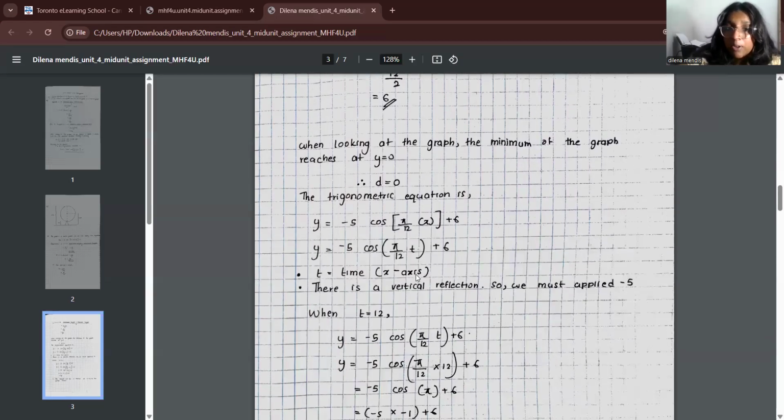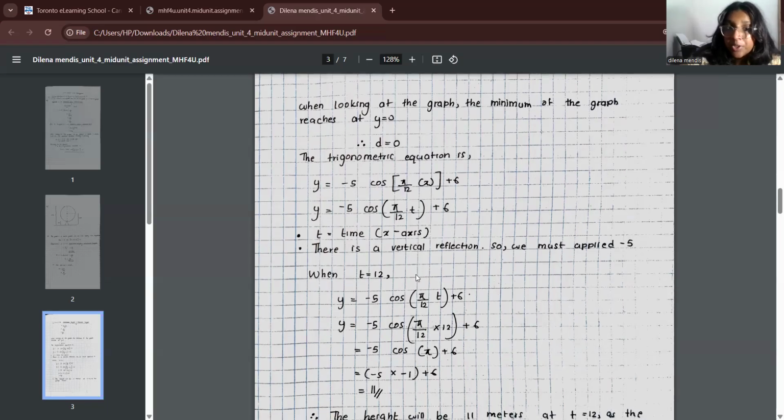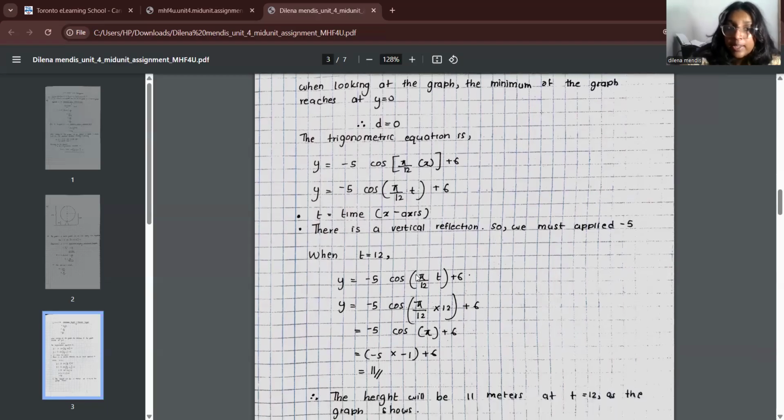When looking at the graph, the minimum of the graph reaches y equals 0. Therefore, d equals 0. The trigonometric equation is y equals -5 cos(pi/12 (x)) + 6.